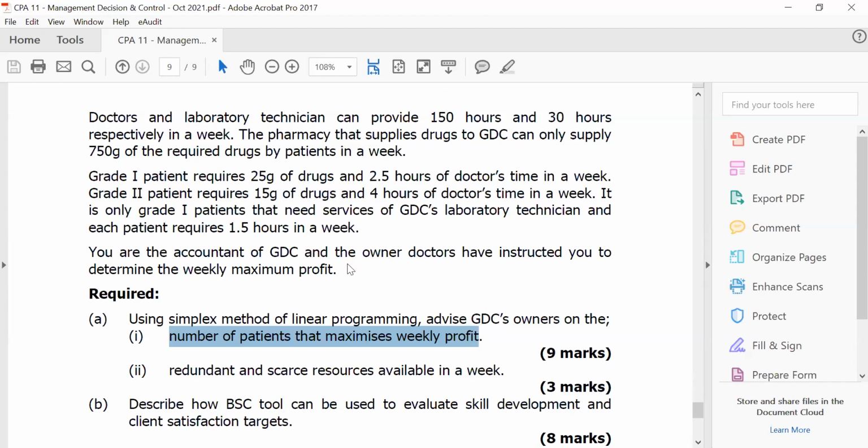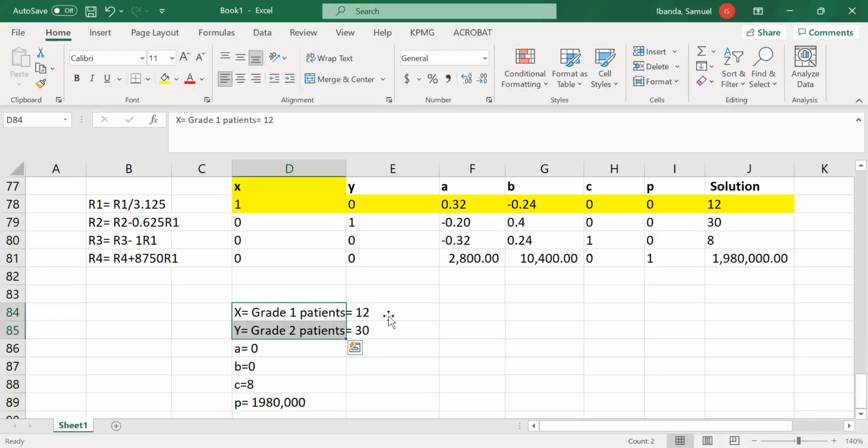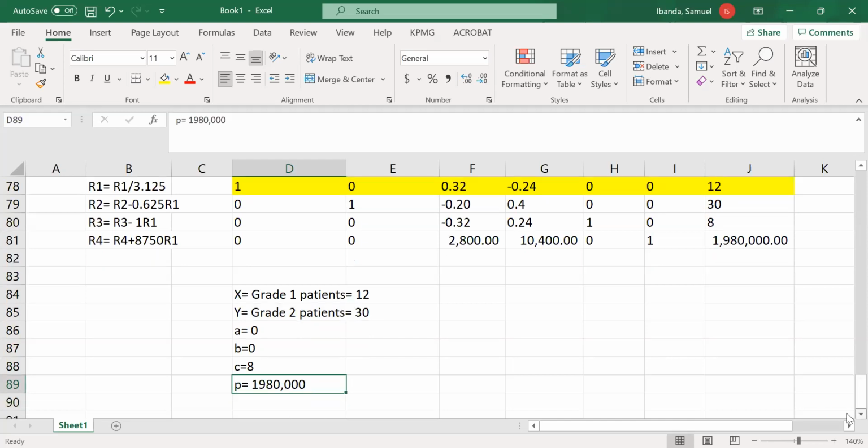So the number of patients that maximizes the weekly profit is grade 1 should be 12 and grade 2 should be 30. So you're able to note that down. And the maximum profit is 1,980,000. So 1,980,000 is the maximum profit at hand. That is how we calculated.